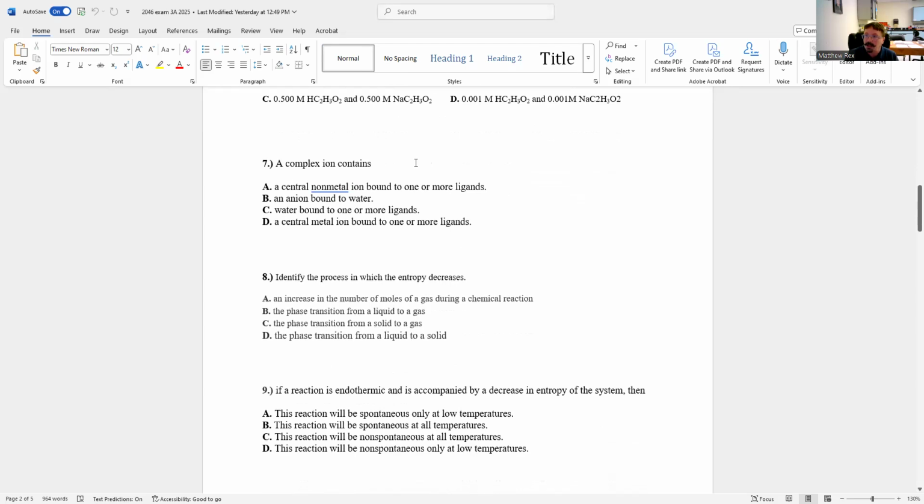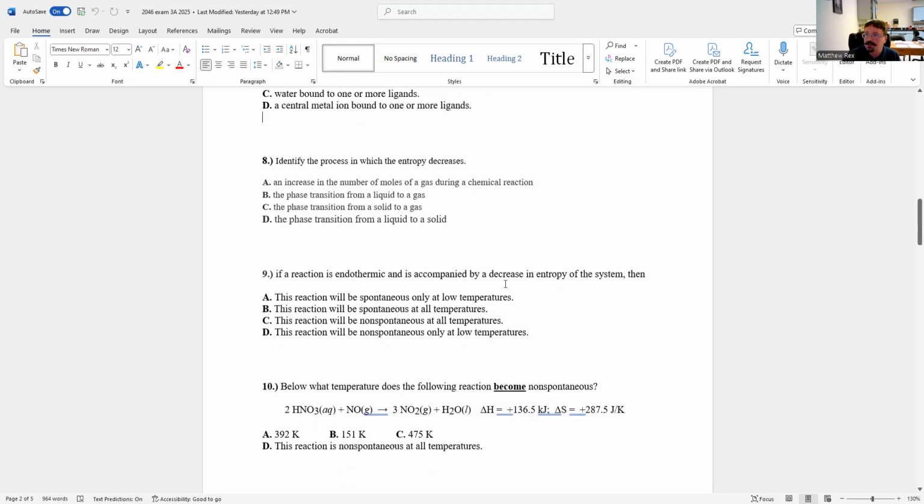A complex ion again is when we have that central metal ion, whatever that happens to be. You have a whole table of these. These are your formation constants, your Kf's. So you've got silver complexes and cobalt complexes, etc. So that's going to be that central metal ion bound to 1 or more ligands. And the ligands are the Lewis bases that attach to that. Could be ammonia, NH3, could be OH, a whole host of different things.